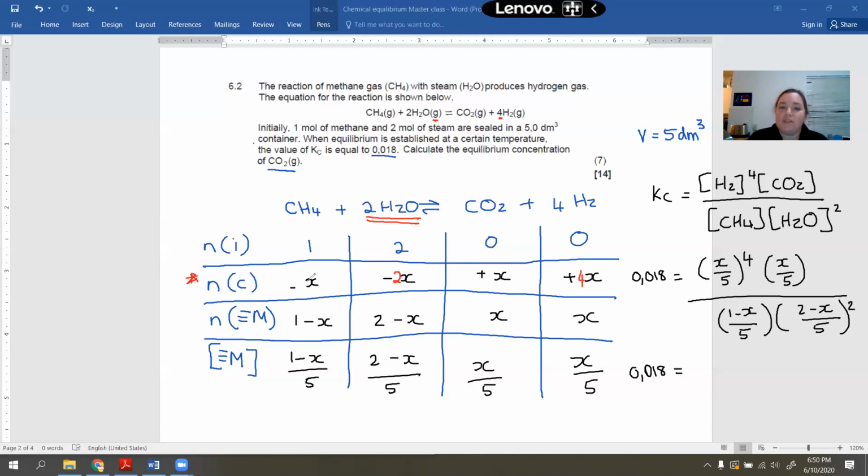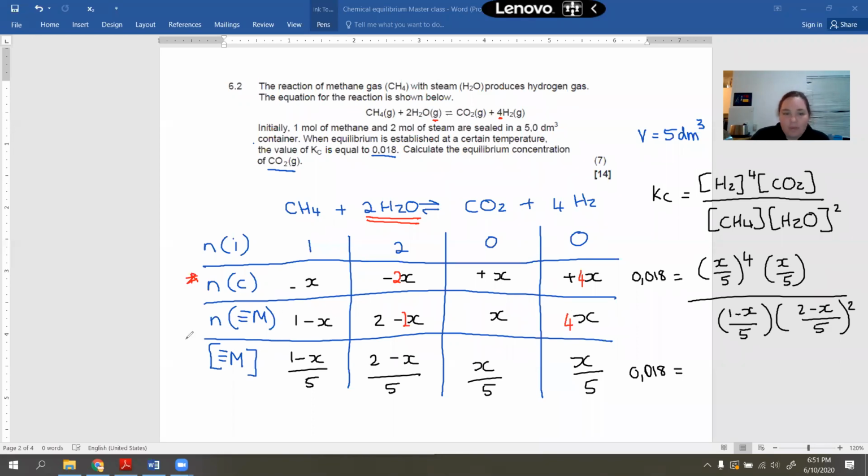So I am going to assume here that I use up X moles of methane. Therefore, I use up 2X moles of water. I make X moles of carbon dioxide, and I make 4X moles of hydrogen. If we start with 1 and we use X, we've got 1 minus X. If we start with 2 and we use 2X, we've got 2 minus 2X. If we start with 0 and we make X, we've got just X. If we start with 0 and we make 4X, we've got 4X.